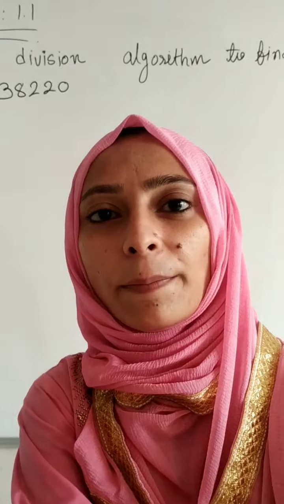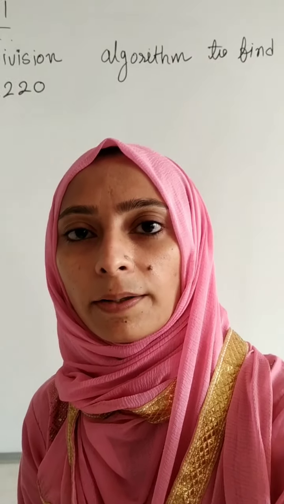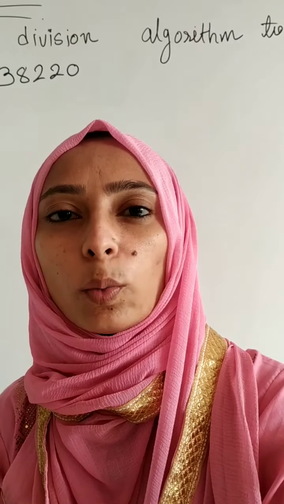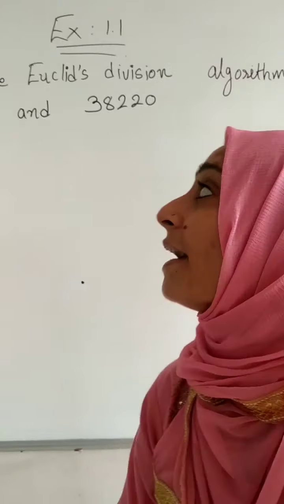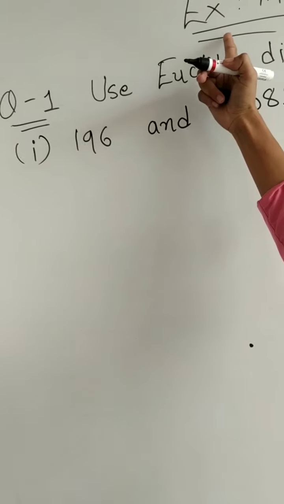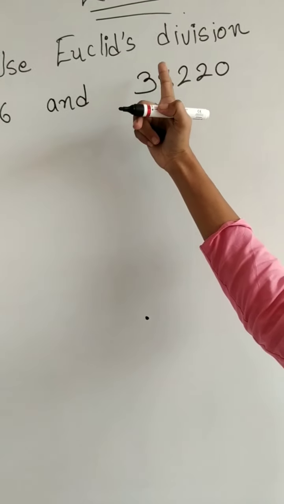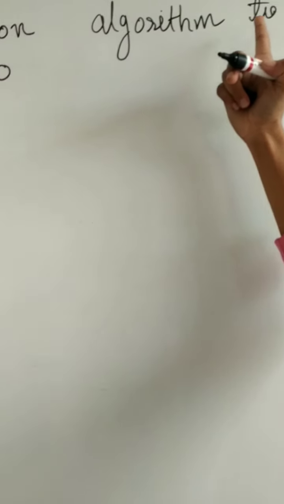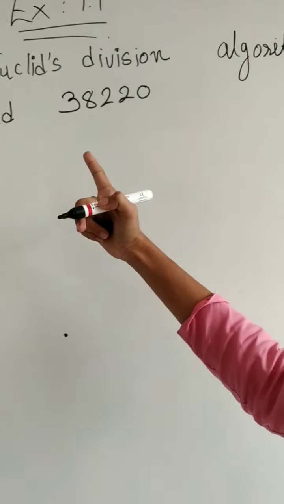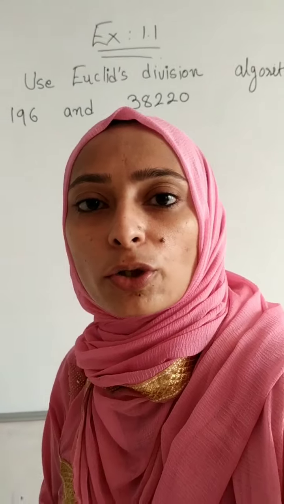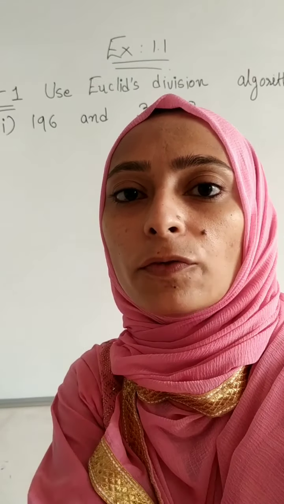Everyone, with chapter number 1, real numbers. Here we are beginning our exercise 1.1 with question number 2. As you can see, exercise 1.1 question 1 is saying: use Euclid's division algorithm to find the HCF of the given numbers. Here are the two numbers, and I will show you how to do the division method for these two numbers.